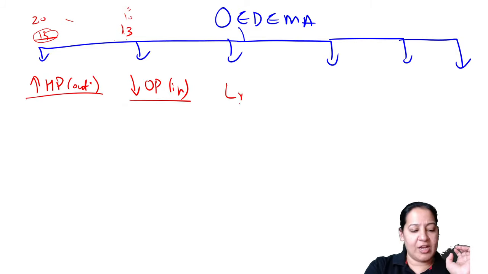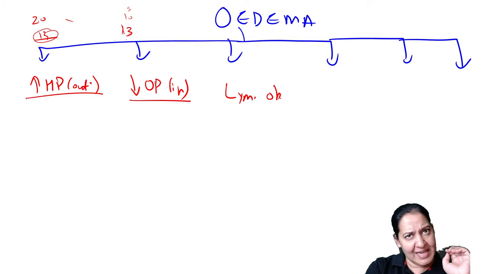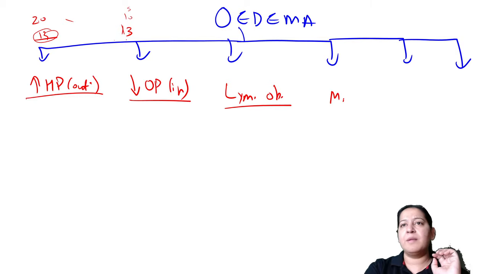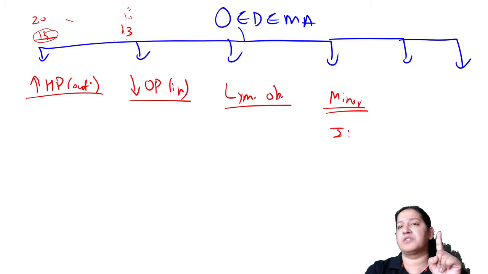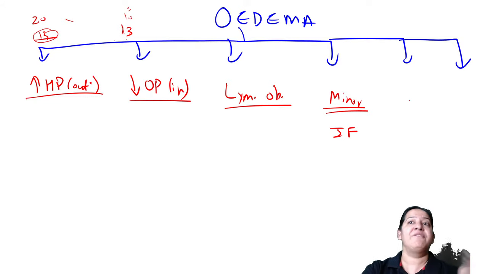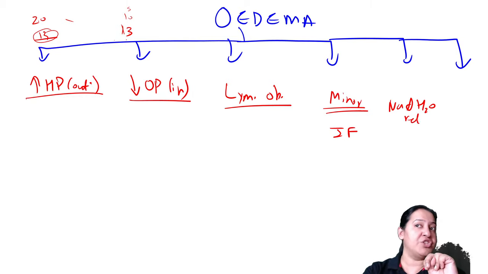The third is lymphatic obstruction. The backup of lymph if the lymphatics are obstructed. The fourth one is the minor pressure changes. I have already enumerated the minor pressure changes. That is the pressure of the interstitial fluid. So that is the minor changes. The fifth one is sodium water retention. I have given two examples of sodium water retention in the human body.